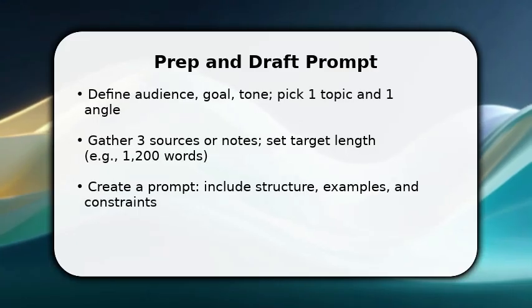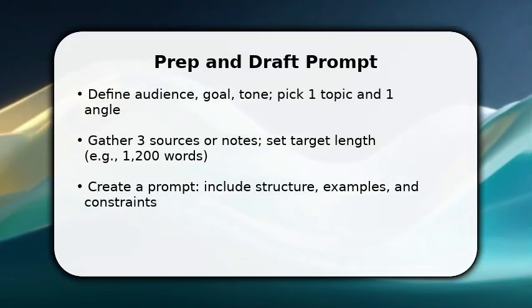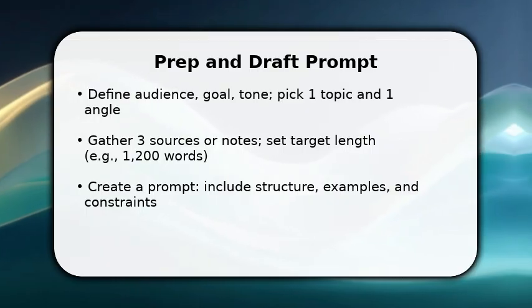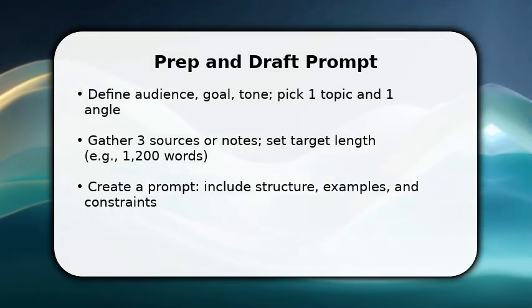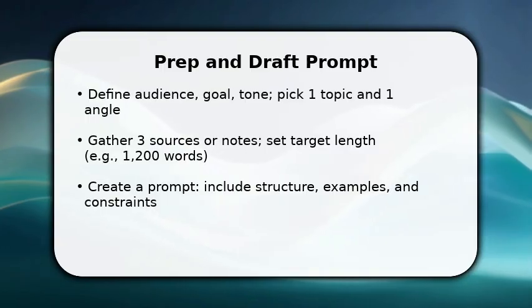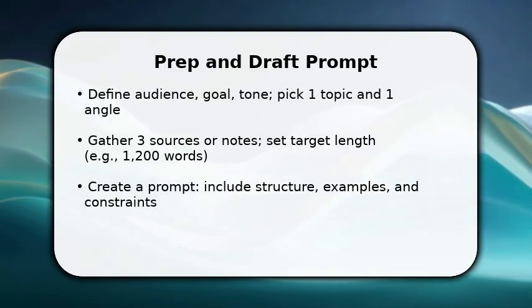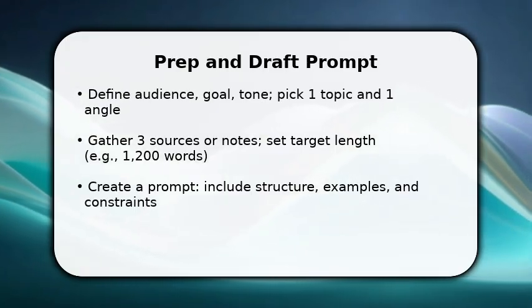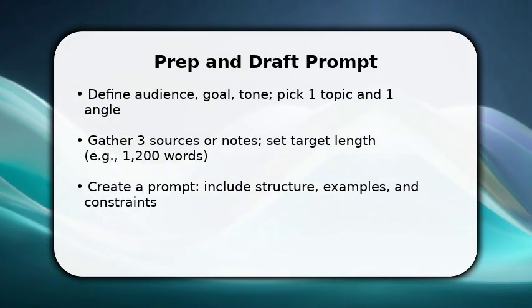You begin by clarifying the audience and a single clear goal, because AI follows precise intent. Once done, collect 3 reliable notes or sources to ground facts. Make a concise prompt that states structure, voice, sections, and length. Include an example paragraph. You should also add constraints like no fluff or use active voice.